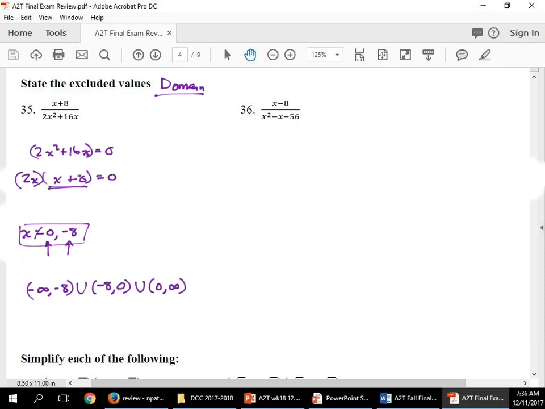Think of a number line. If we are at negative 8 right here, and we can't plug in negative 8, and 0 right here, and we can't plug in 0, you have to write an interval for this first part. All of these numbers work, and this is negative infinity right here. That's what the arrow means. All these numbers work. That's what this one means. And then all these numbers work. That's what this one means. That's bonus.